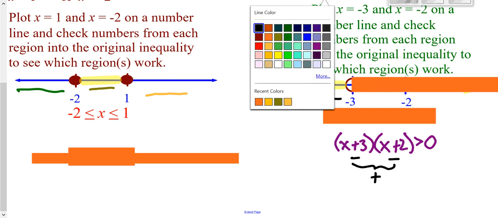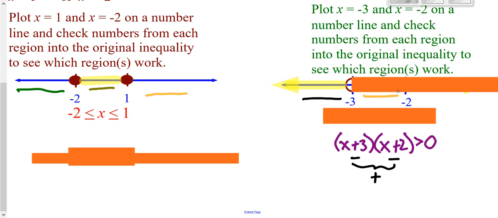Now I'm going to try a number in the next region. I'm going to try something in here, like -2.5. -2.5 plus 3 is positive. -2.5 minus 2 is negative. A positive times a negative is negative. And I'm looking for something greater than 0, and I just got something that's negative, so that's not working. So we're not going to shade in between because we tried it and it didn't work.